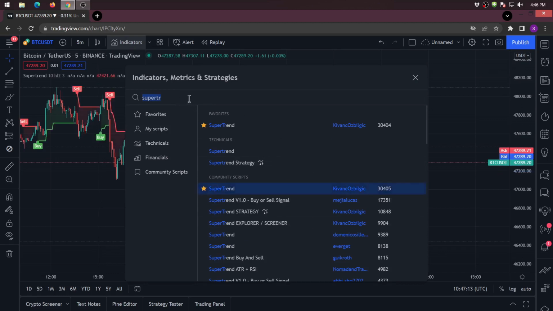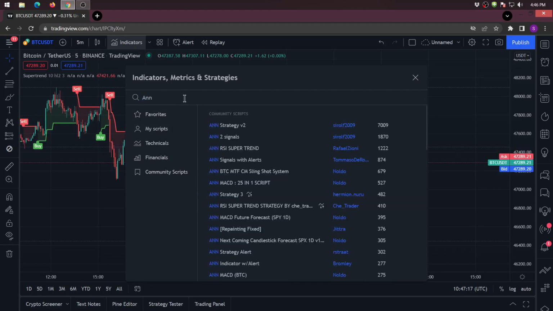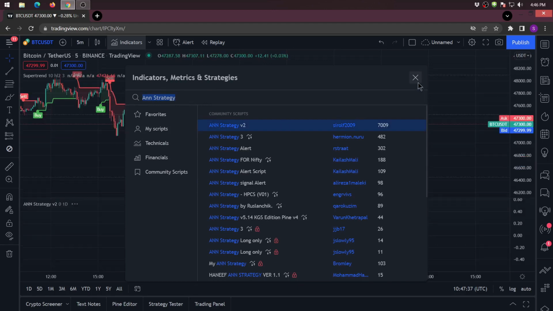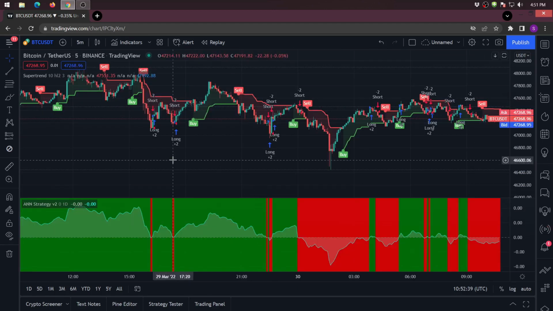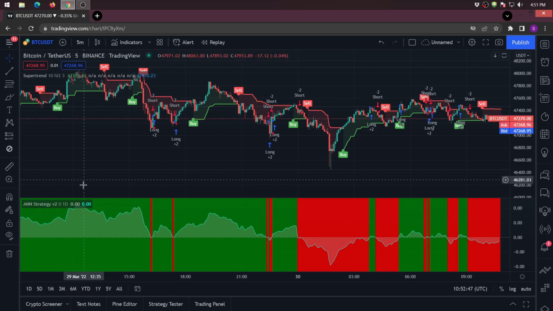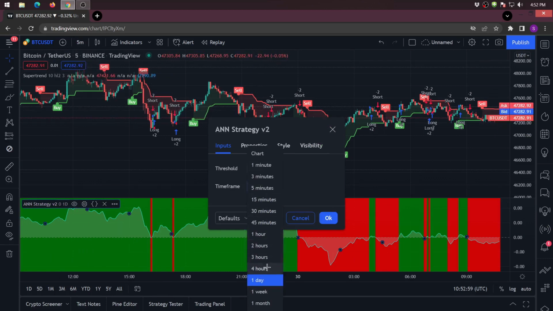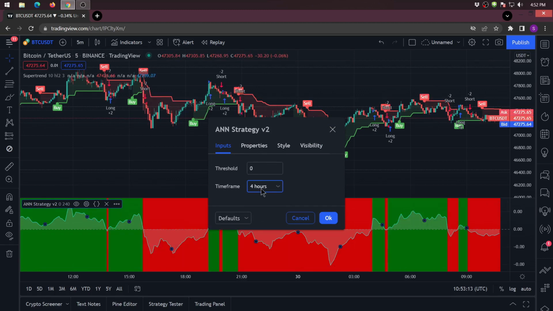And I need the second indicator and strategy, so I simply write here ANN strategy, and you can see ANN Strategy version 2 by Cyril. So I simply click to add the strategy on my chart. Now I have to change the ANN strategy time frame. For a 5-minute time frame on the chart, I recommend setting the time frame to 4 hours. And you can also adjust the time frame from here.